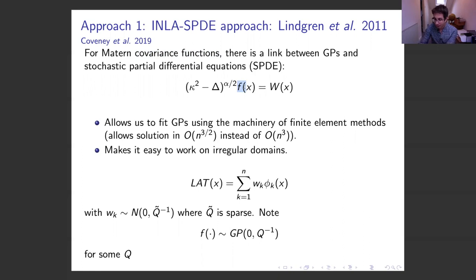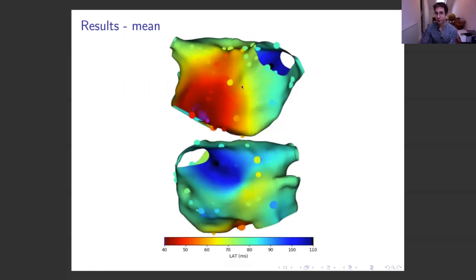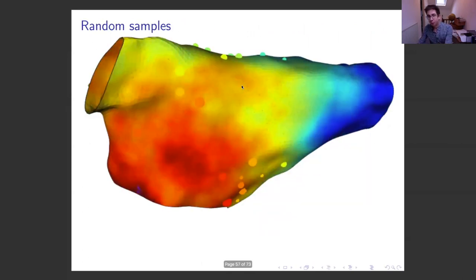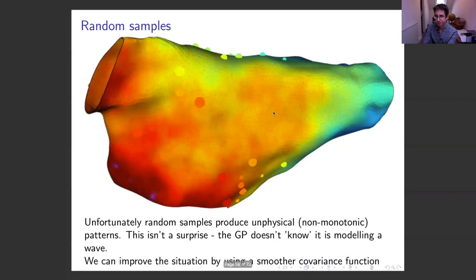Okay. So when we fit it, the mean function looked okay. But when we looked at random samples, we were getting samples that didn't look realistic. So the colors here represent a wave spreading across, and we get these blobby patches here. So the wave was kind of getting here. So the yellow comes before the red. So it was getting here before it passed through the red period. So we're getting these kind of non-physical looking random samples.